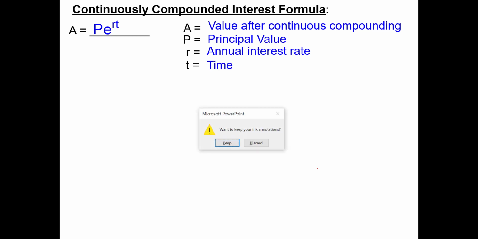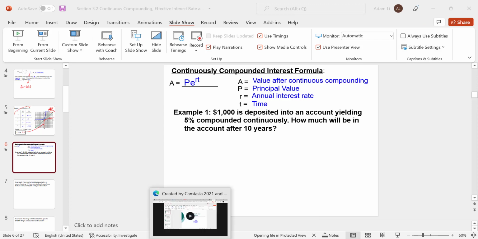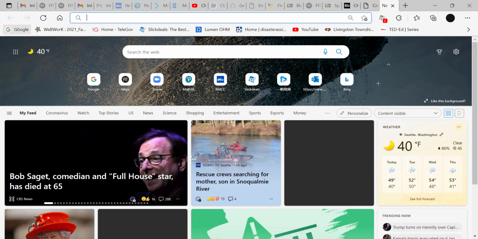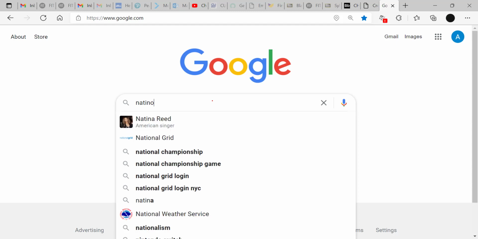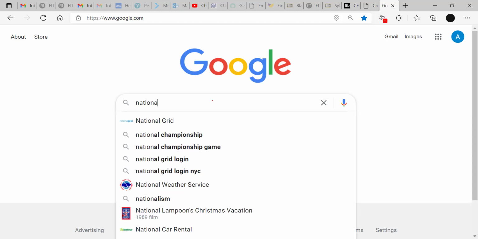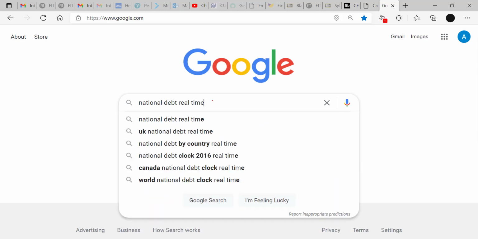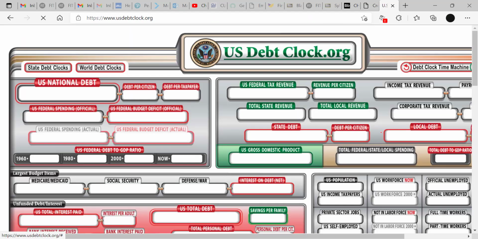All right, so as I mentioned earlier, I want to show you a real-world example of this. Let me open the browser. If you go to Google and type in national debt real time, you're going to see the U.S. national debt clock. Look at that.